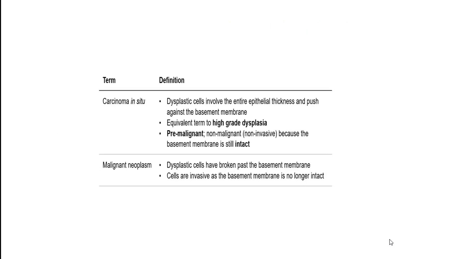And we should know the difference between the definition of carcinoma in situ and malignant neoplasm. Carcinoma in situ is dysplastic cells involving the entire epithelial thickness and pushing against the basement membrane. It is equivalent to the term high-grade dysplasia. It could be considered pre-malignant, non-malignant, and non-invasive, because the basement membrane is still intact. But when it comes to malignant neoplasm, dysplastic cells have broken past the basement membrane, and cells are invasive as the basement membrane is no longer intact.